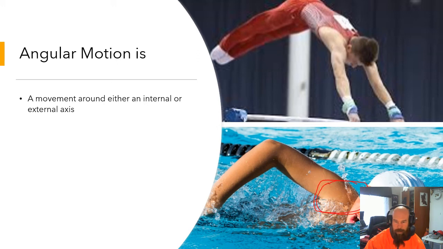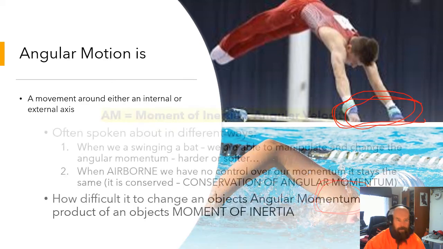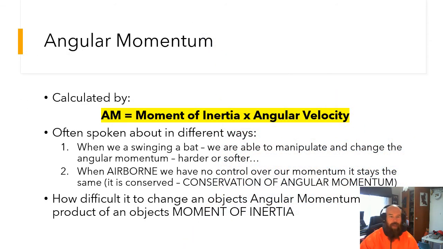There we go. Okay, so there's an internal axis there, and then we have our external axis here with the gymnast rotating around the horizontal bar. Okay, then we have angular momentum, which is calculated by the moment of inertia, which we'll go through in a sec, and the angular velocity.